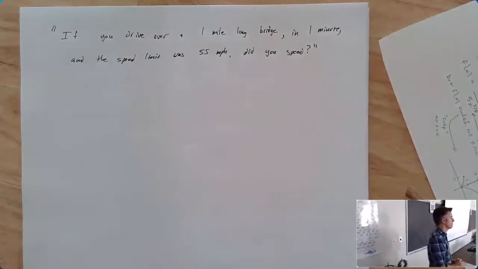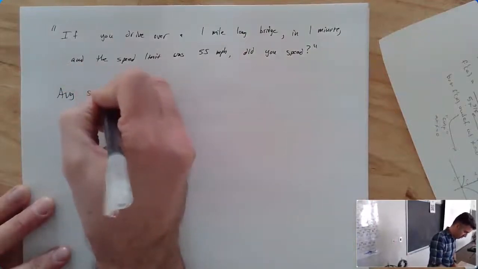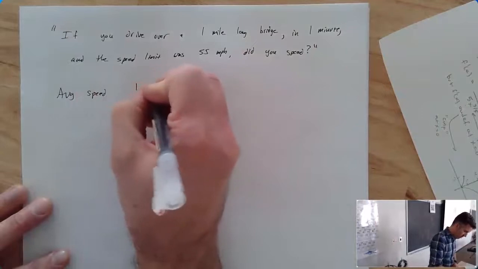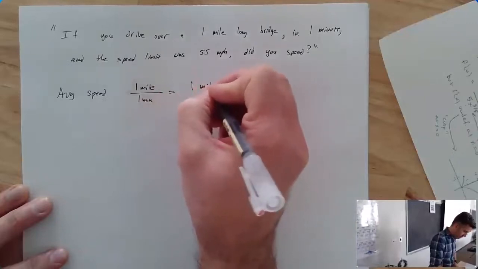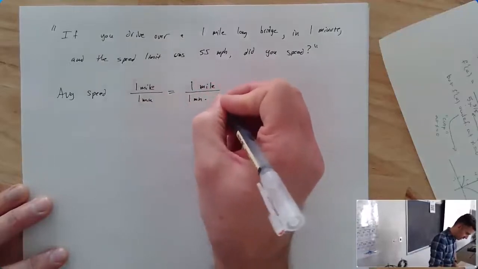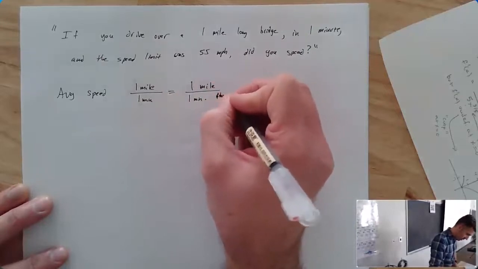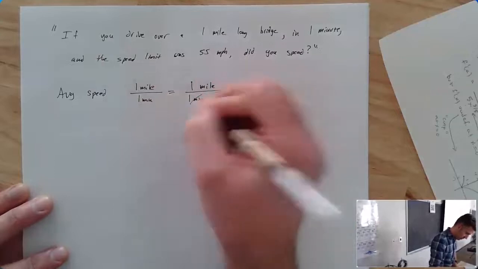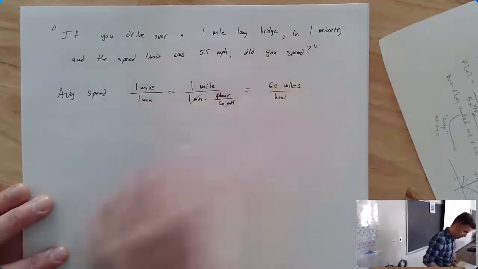How fast was I going? Sure, on average at least, right? Maybe not the whole time, but definitely on average, my average speed was for sure 1 mile divided by 1 minute, which is really 1 mile divided by 1 minute times 60. Sorry, I'm doing my conversion wrong here. 1 hour divided by 60 minutes. And those cancel, and you get exactly 60 miles per hour. So yeah, I definitely sped.